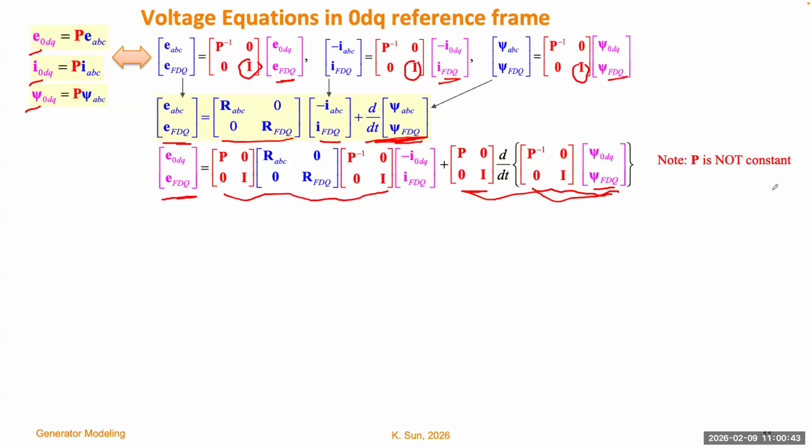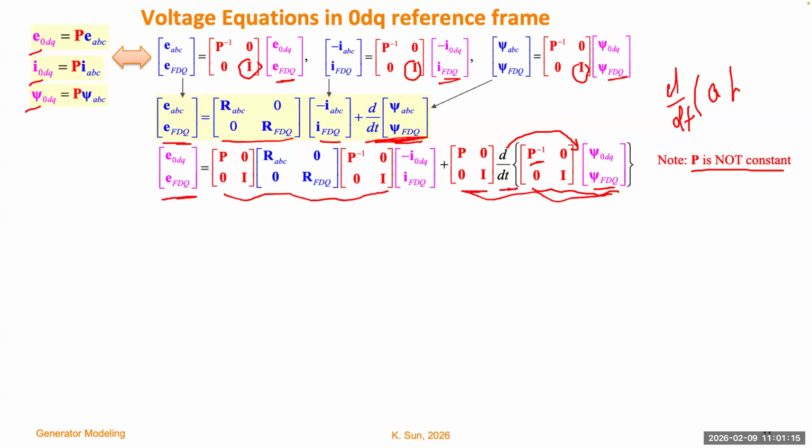So one thing we need to pay attention to is that P is not constant. So if we calculate the first order derivative of either P or P inverse, we cannot treat this as constant. You cannot just apply this first order derivative directly inside, only to this flux linkage. So you have to use this formula, use the product rule.